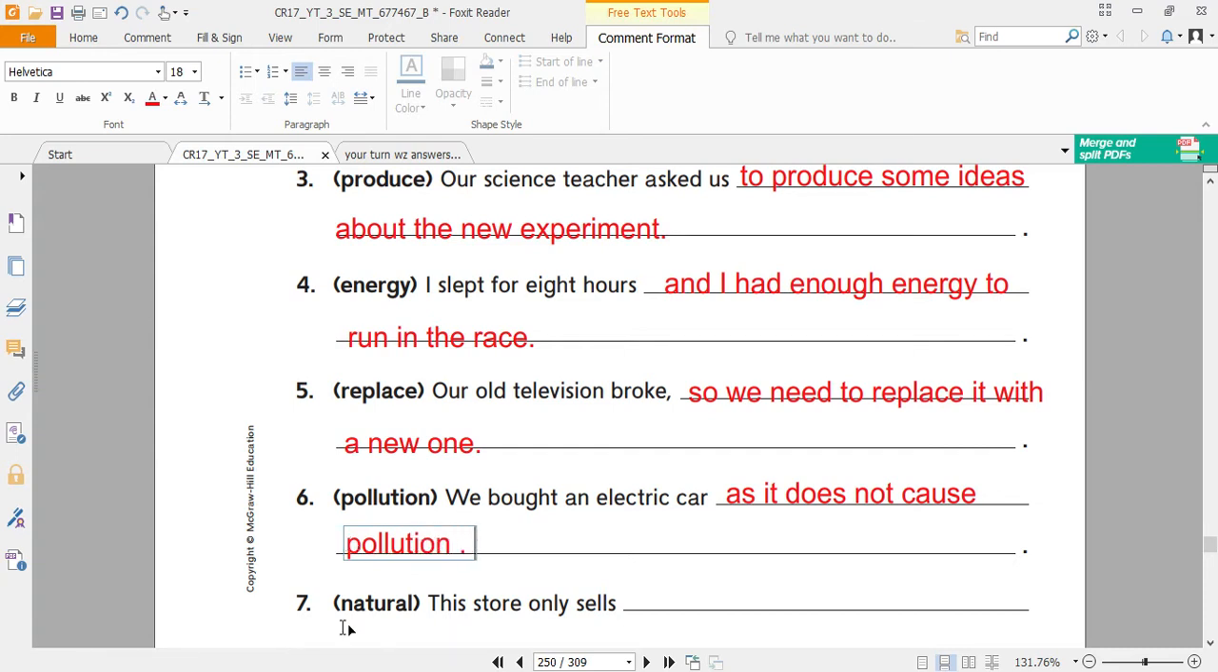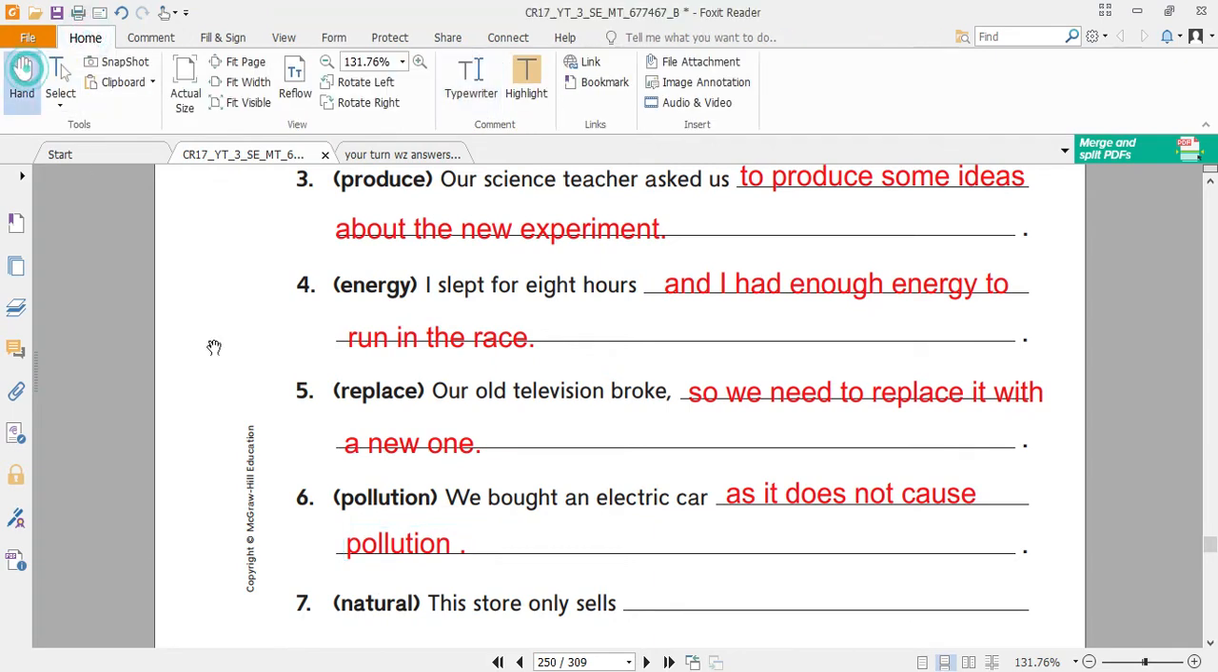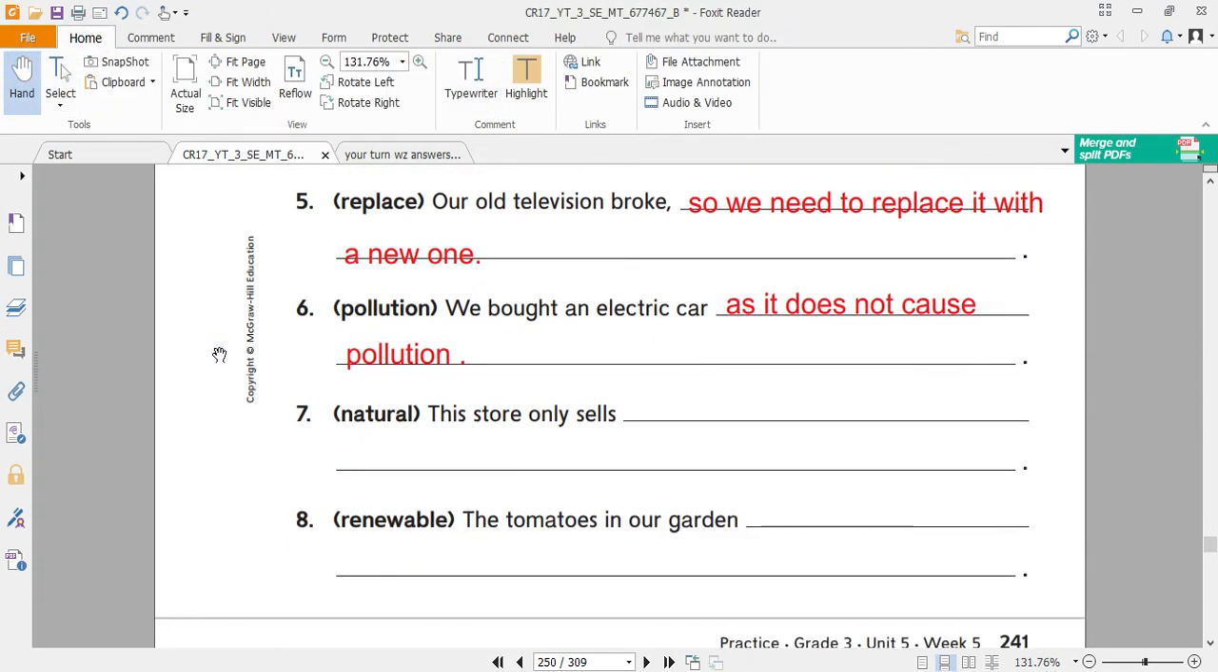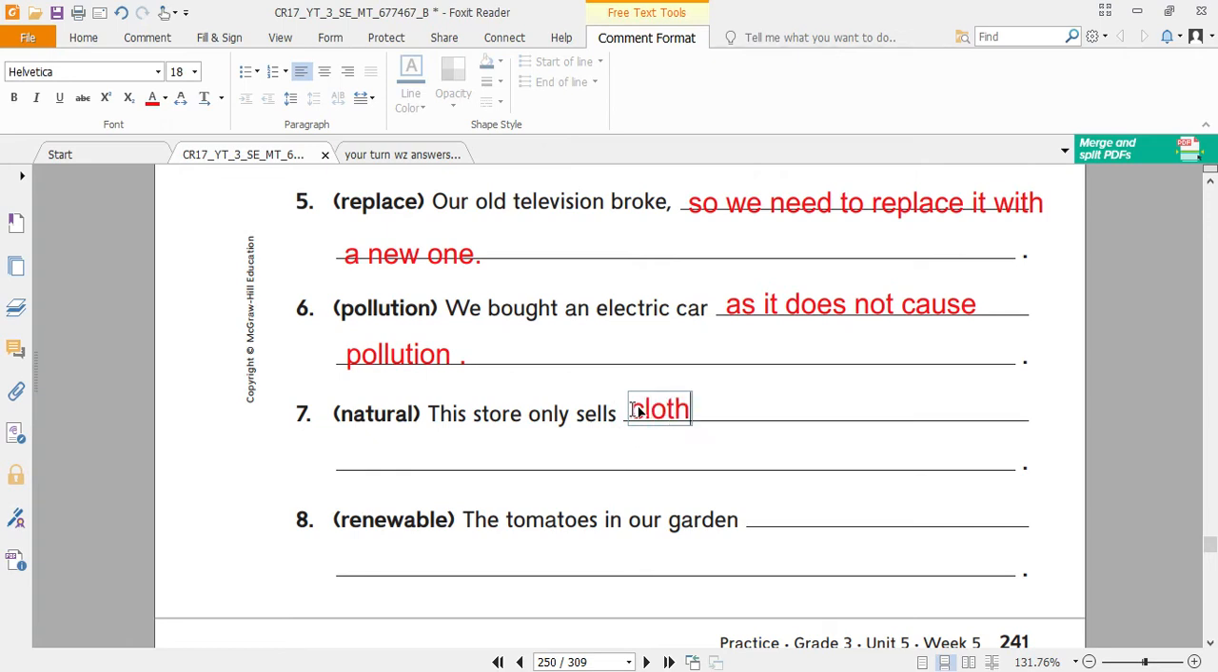Number 7, we have to use the word natural. This store only sells what? Yes, clothes that are made of natural materials. Clothes that are made of natural materials.